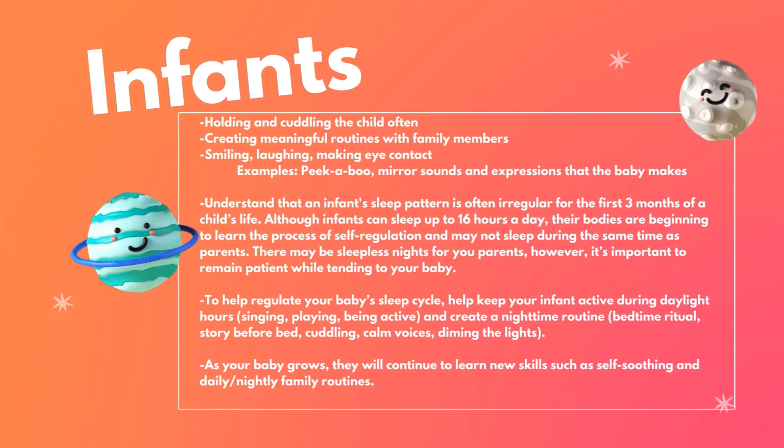For your infant, you're going to spend that first year of their life helping to establish self regulation through sleep and self soothing. You're going to be cuddling a lot, laughing, smiling, making eye contact, cooing and repeating words, and labeling emotions, which will all help promote their social and emotional growth.